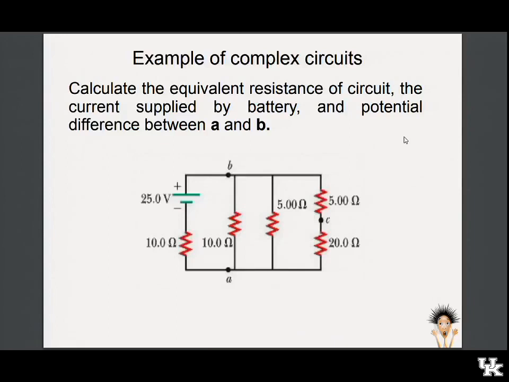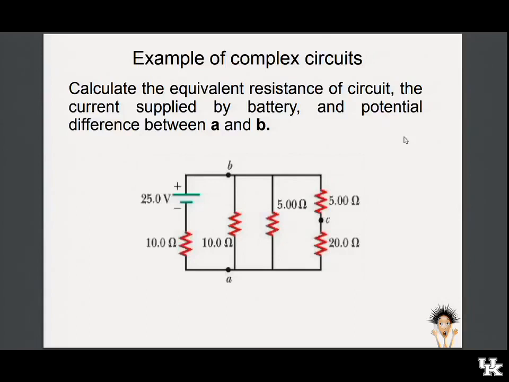And those resistors draw current from the battery, and they share the voltage supplied by the battery in some way that you'd have to calculate by understanding this arrangement of parallel and series resistors. And that's what we're going to do in this last 10 minutes.